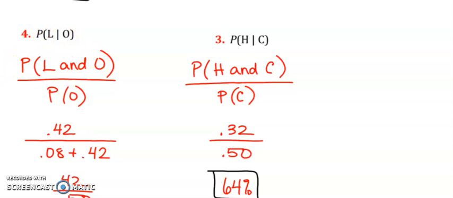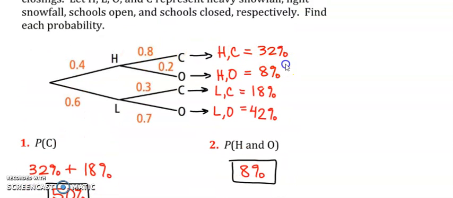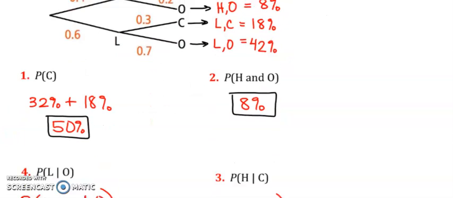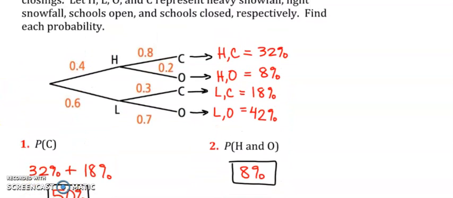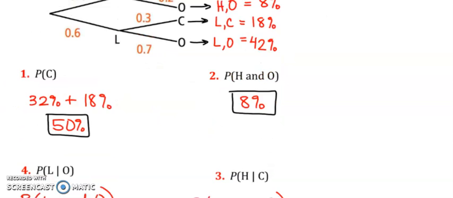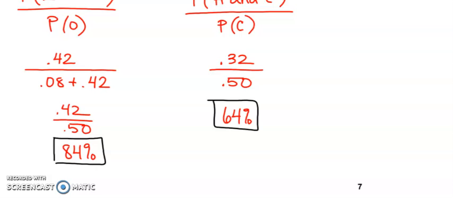So first, let's take a look at the probability of light snowfall given that school is open. Well, school will be open in one of two scenarios, right? The 8% with heavy snowfall or the 42% with light snowfall. So 50% of the time, it's going to be open. Now, out of that 50%, I need to know what's the probability that it was light snowfall and school remains open. Well, that would be right here, the 42. So we would take 42% out of 50% to get an overall 84.